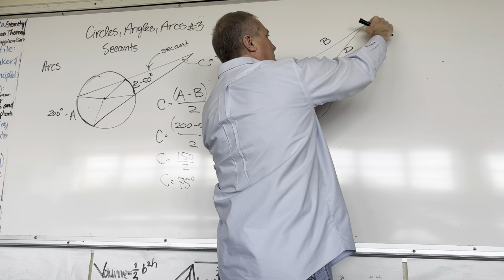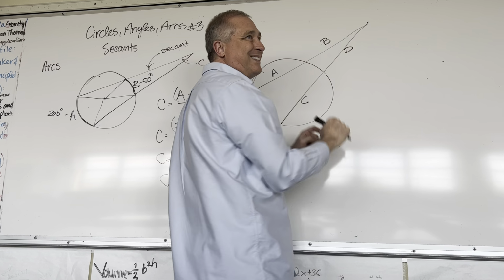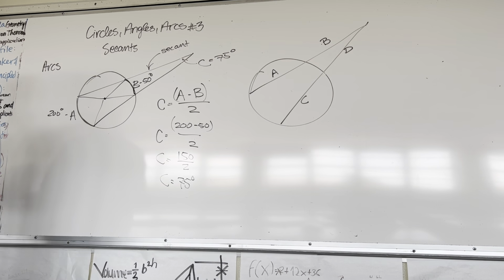So segment D means this piece of this secant. B is this piece of this secant. A is this piece of that secant. 2 secants divided into two segments each. Fair enough? So these are related by this relationship.